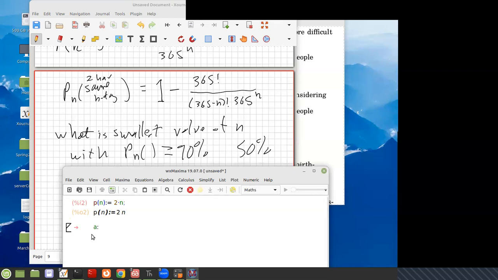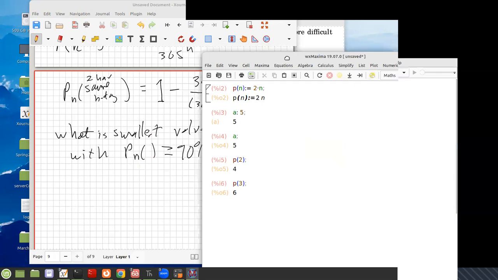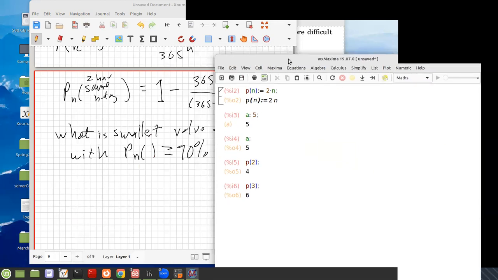So P of n is an assignment. If I do A:5, that gives me that. But if I want to define a function here, I have to do it like this, because then P of 2 is 4, P of 3 is 6, right? So this gives you the syntax for a function.